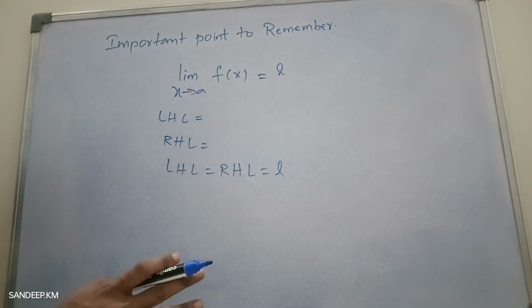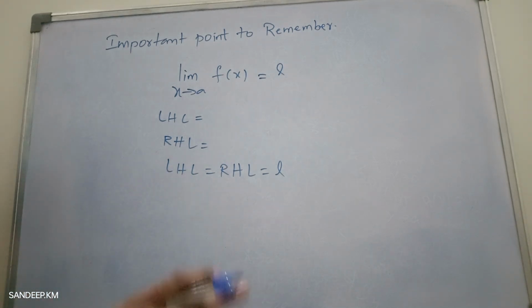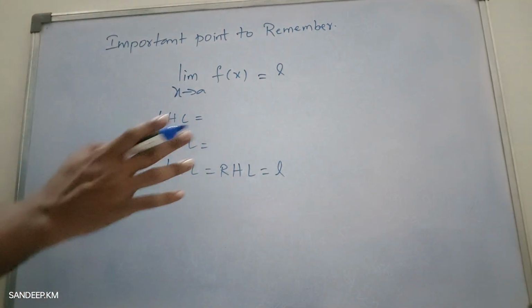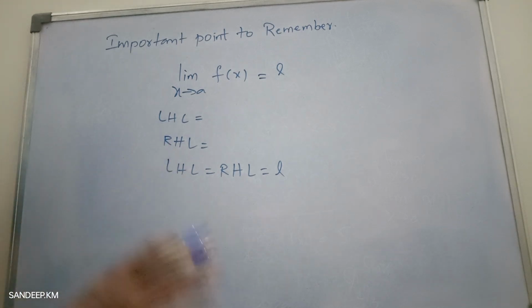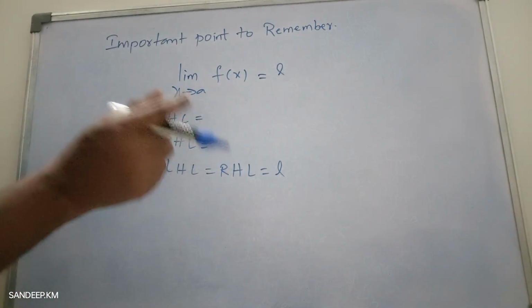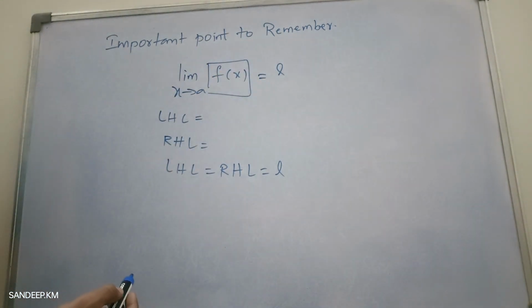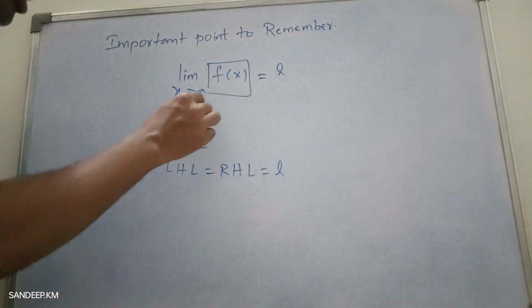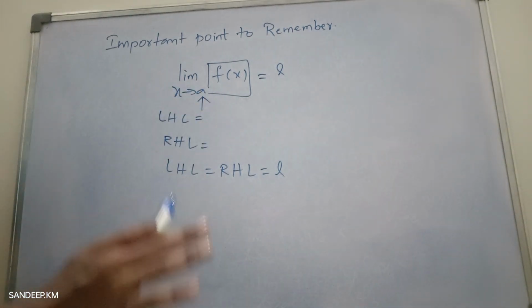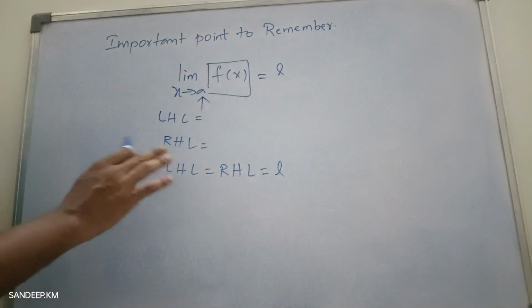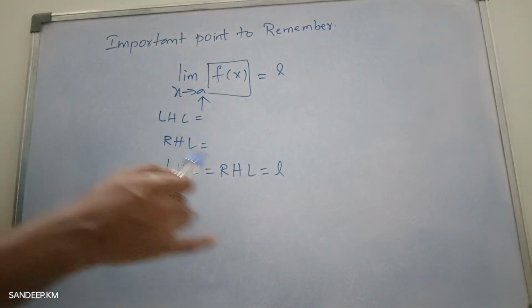Until the previous example, we have found LHL and RHL. But actually, in most of the questions that we are going to discuss, it is not necessary to find LHL and RHL separately. Not needed. If you know that the given function f of x, the graph of y is equal to f of x, is continuous at x is equal to a, we don't have to find LHL and RHL separately. Directly we can find the limit.